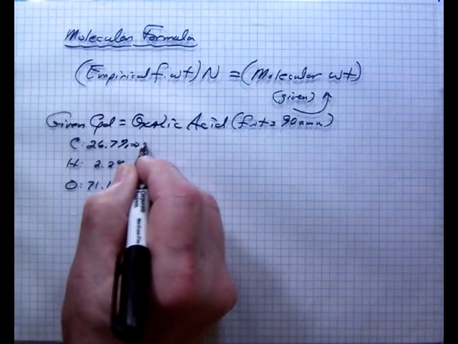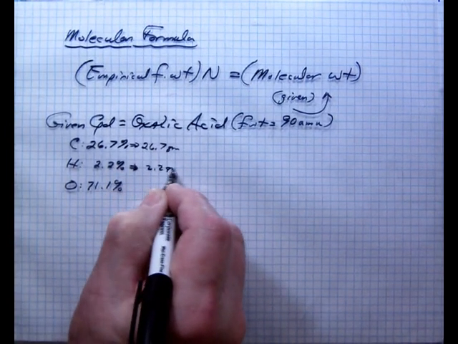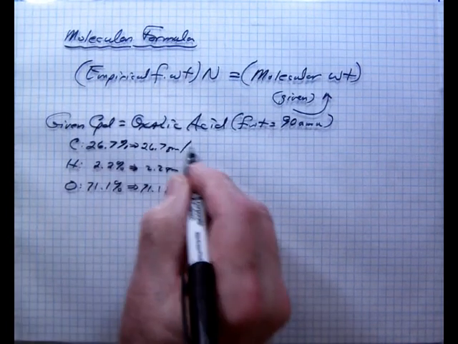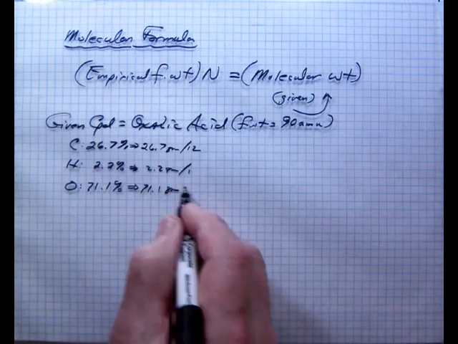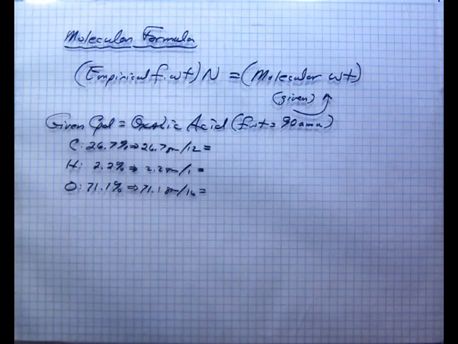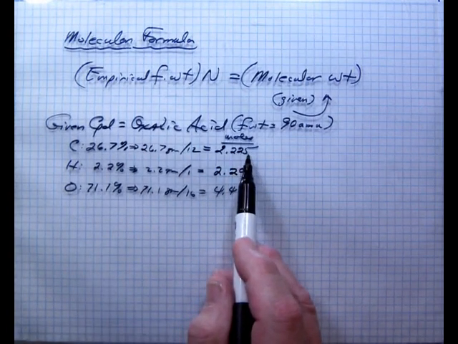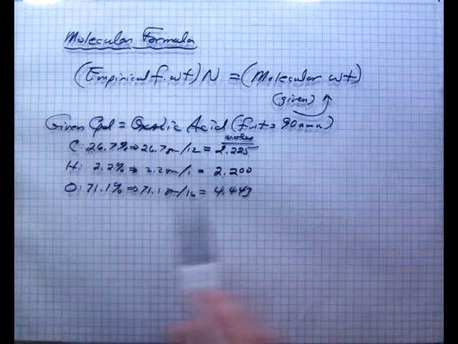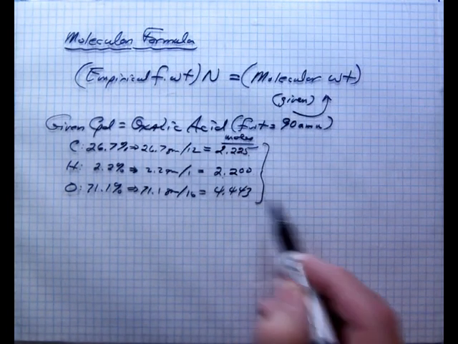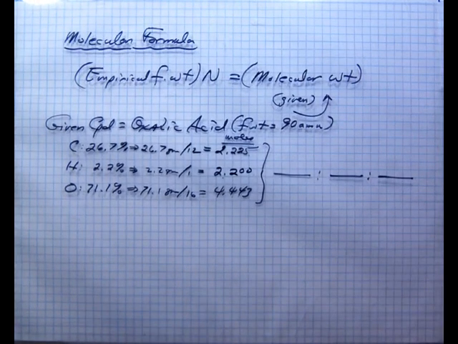So here we have 26.7 grams, 2.2 grams, same procedure, and we divide by 12, and then 1 and 16 to get the mass values in the moles. So the moles of carbon is 2.225, hydrogen 2.200, and 4.443 for oxygen. And we set up our 3-element ratio to get our empirical ratio.